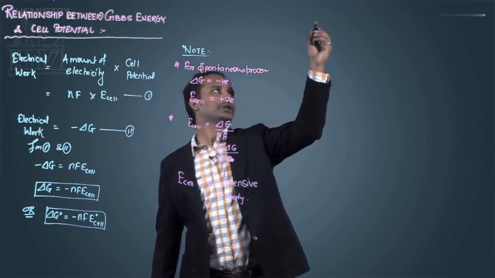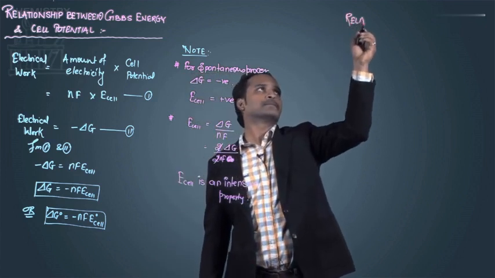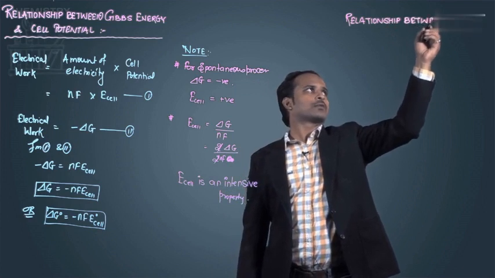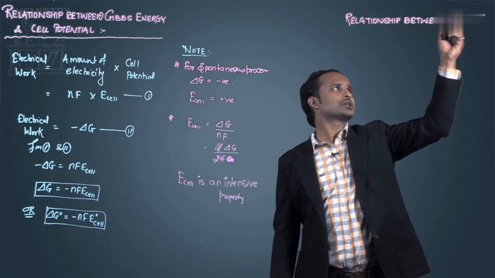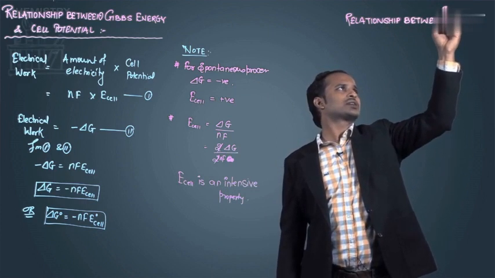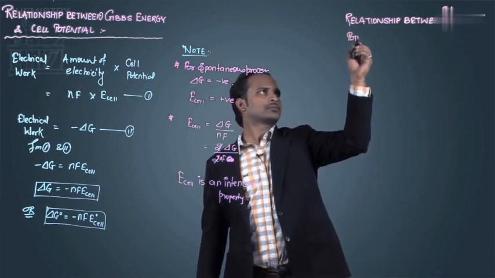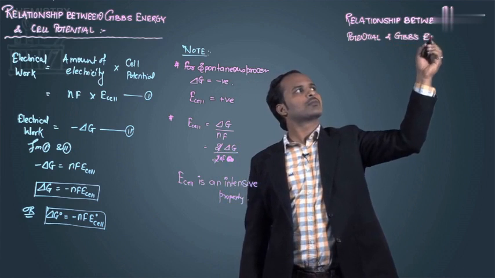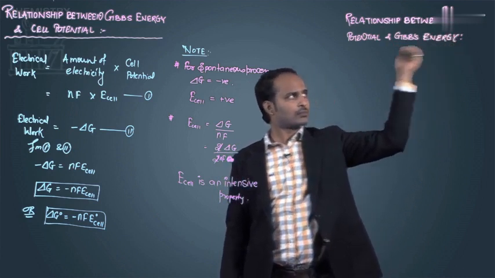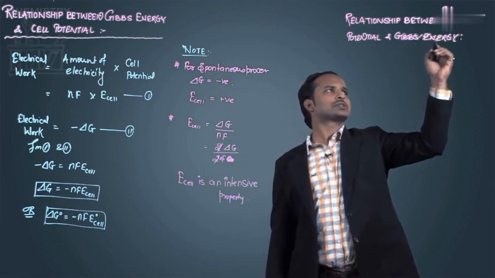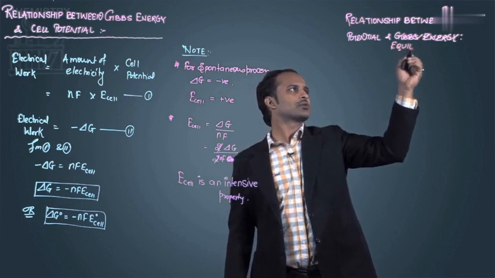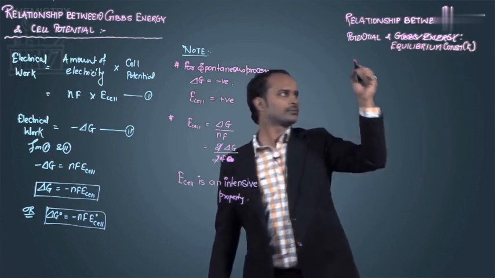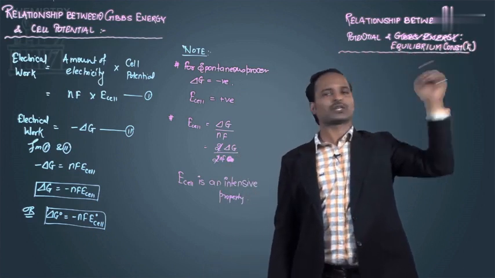Then next we have the relationship between the equilibrium constant and the cell potential, the standard cell potential. Sorry, it's not Gibbs energy, it is the standard cell potential and the equilibrium constant, that is K. So the relationship between the cell potential and the equilibrium constant.